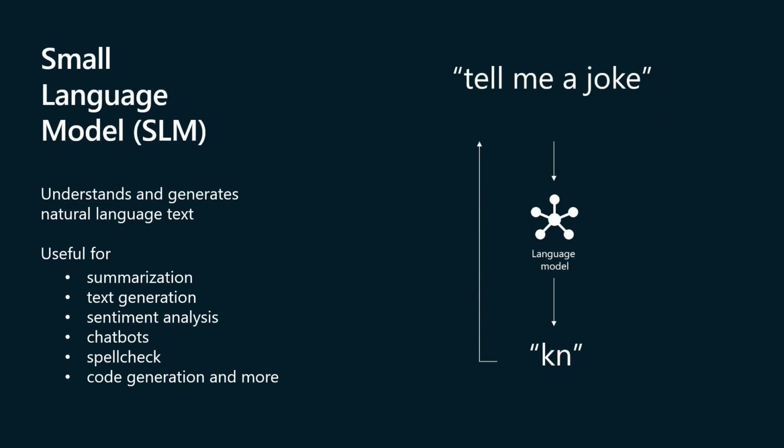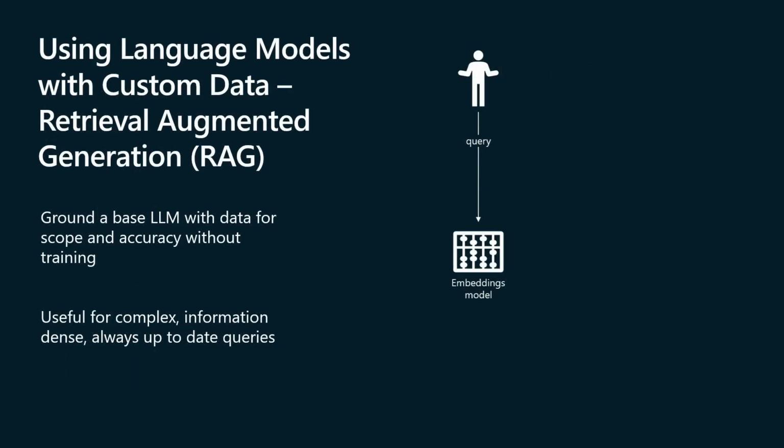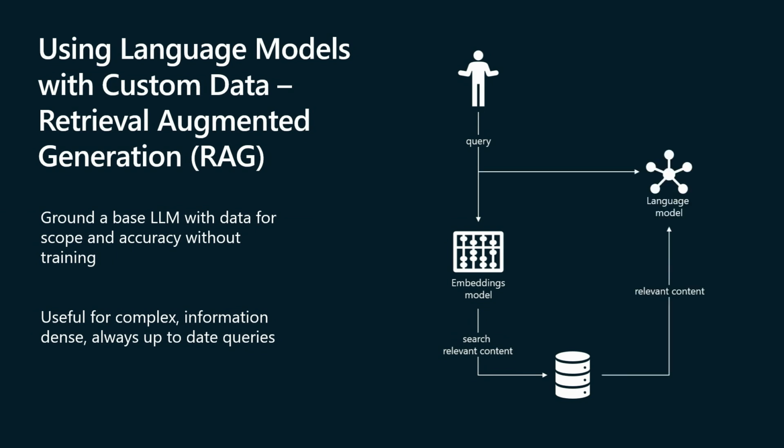So SLMs are smaller models, but can be trained further. There are ways to make these models actually do what you want them to do by providing additional data to them. Absolutely. So there are some techniques that we can use to introduce additional data to the model.